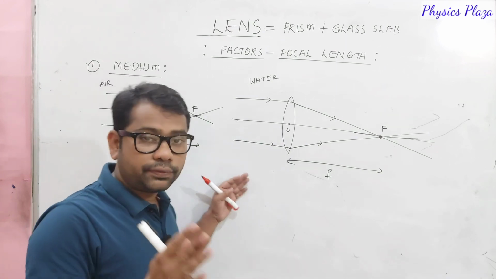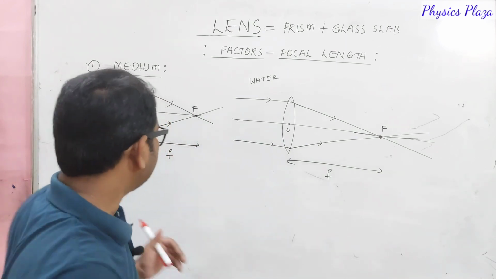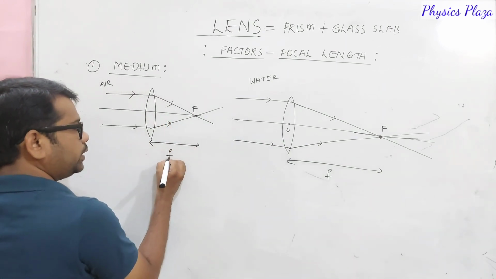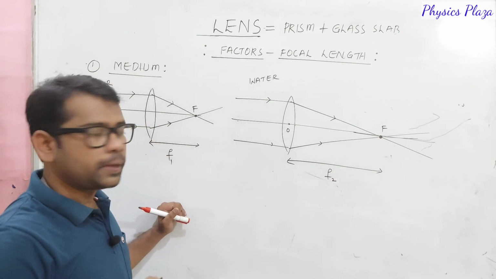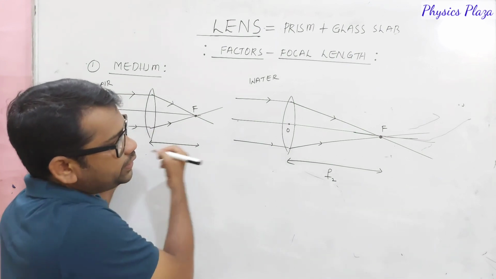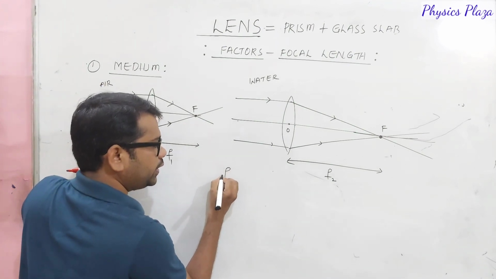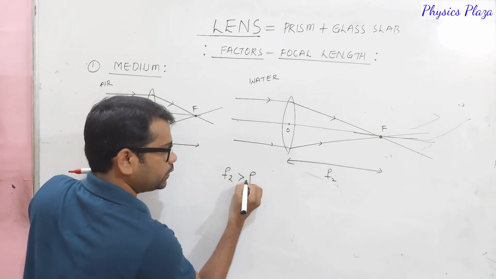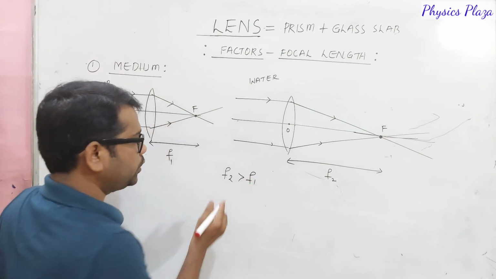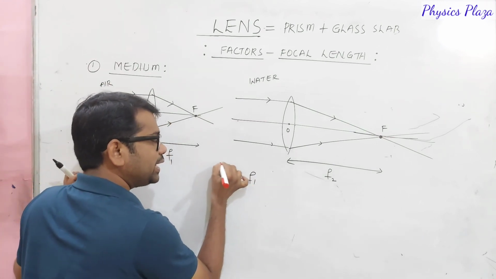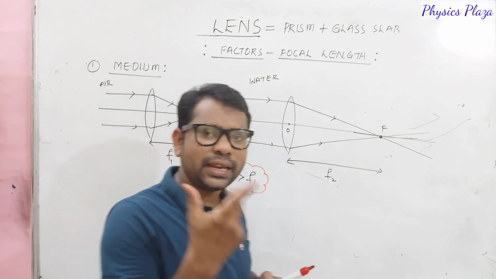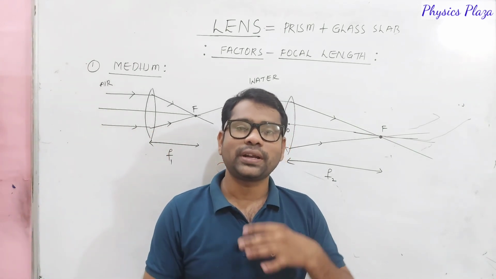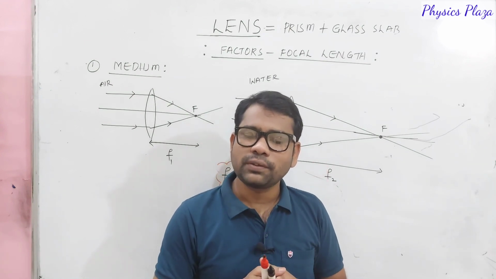Dear children, for the sake of convenience, let us call one f1 and the other f2. Now it is very clear that f2 is greater than f1, which means what, dear children? When a lens is placed in water, its focal length is increased. That is fine, but we need to understand why, when a lens is placed in water, its focal length increases.